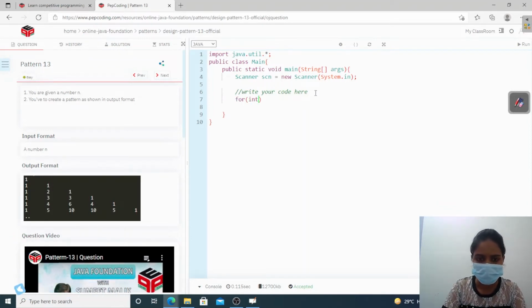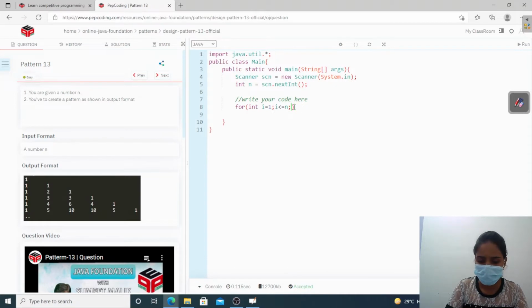Int i equals to 1, i should be less than equals to n. What is my n? I have to take n from the user: int n equals to scn dot nextInt, and i plus plus. Inside this for loop, what should I write? I have to run another loop, that is j. j should start from 1, j should be less than equals to i, and j plus plus.